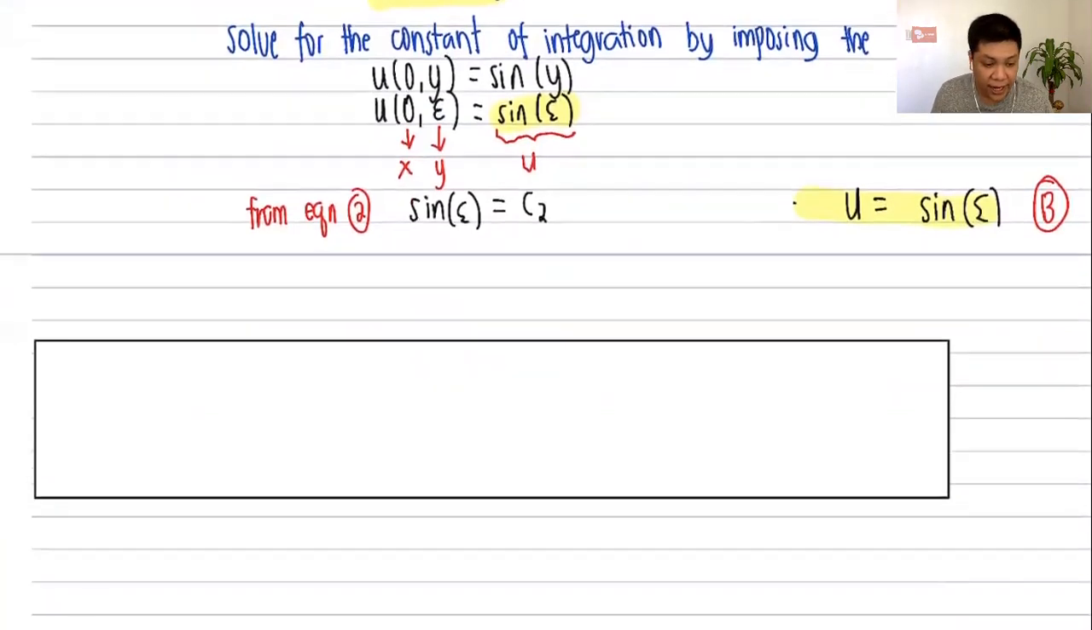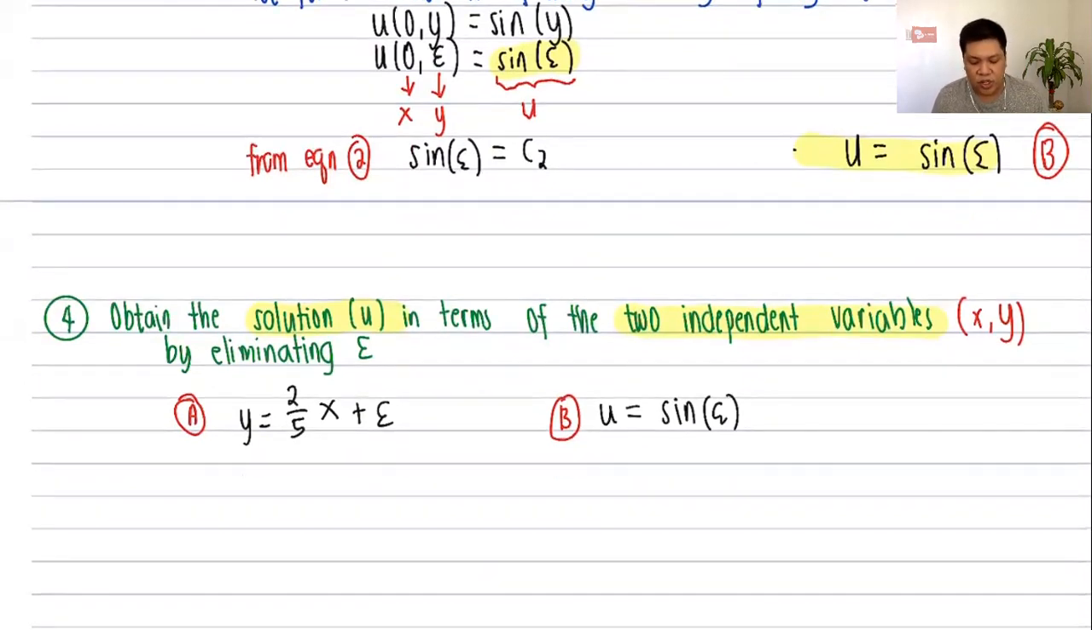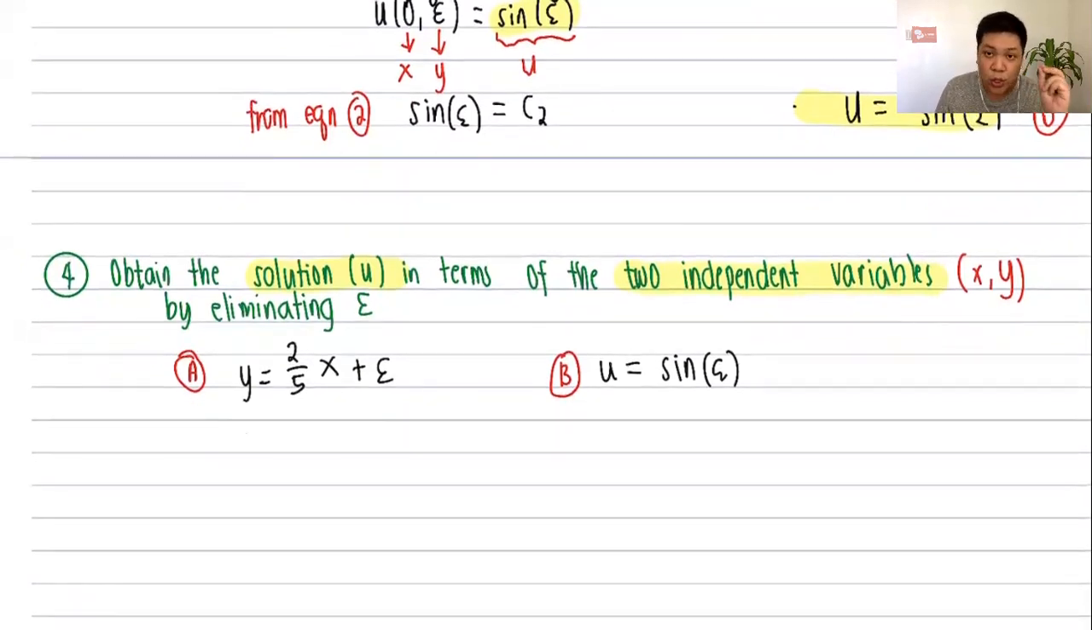And finally, our task is to obtain the solution u, but in terms of the two independent variables, which in our case are x and y, by eliminating epsilon. I know that equation A is y equals 2/5 x plus epsilon, and B is u equals sine epsilon. So I just called them equations A and B. My goal is to find u in terms of x and y, so I cannot have equation B as my final answer because there's epsilon.